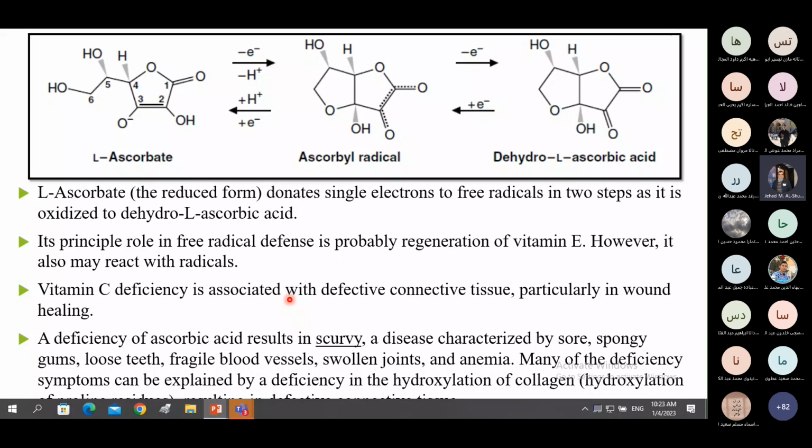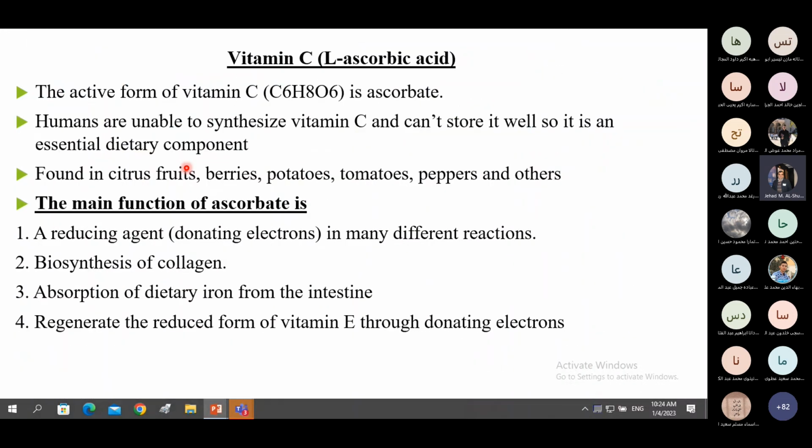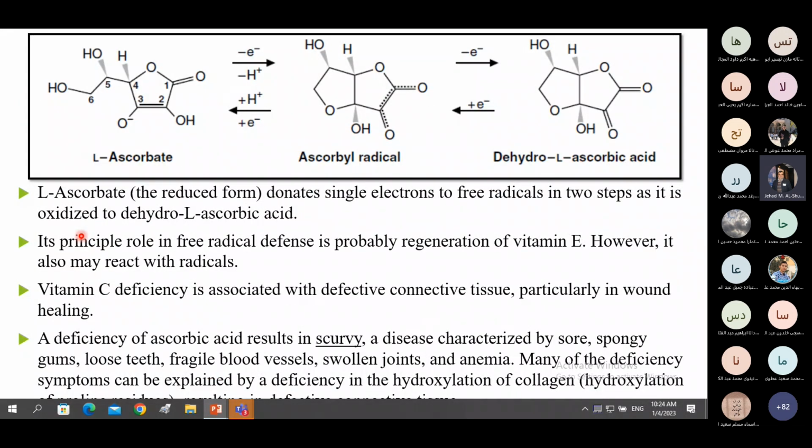See here, as we said, the active form of vitamin C we call L-ascorbate. What is the main function of ascorbic acid? It is a reducing agent, as we said. What is a reducing agent? As I told you before, it donates electrons. So L-ascorbate, the active form of vitamin C, donates 2 electrons. It donates in 2 steps.